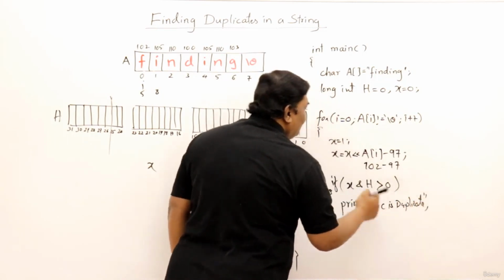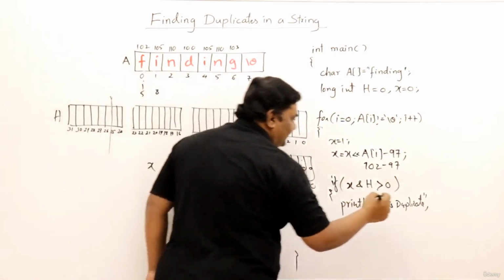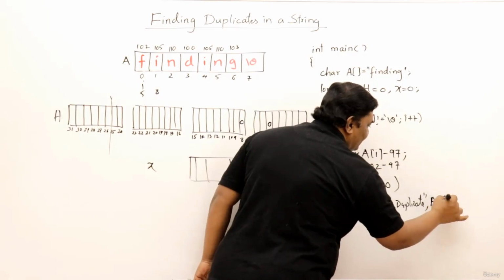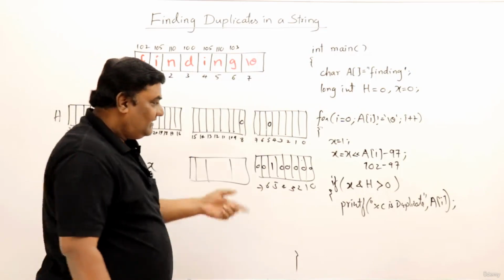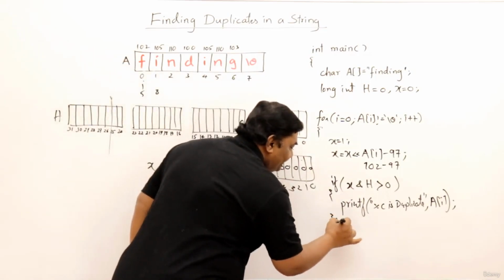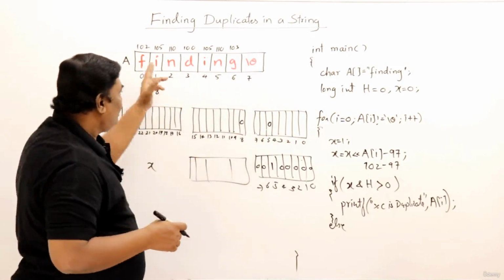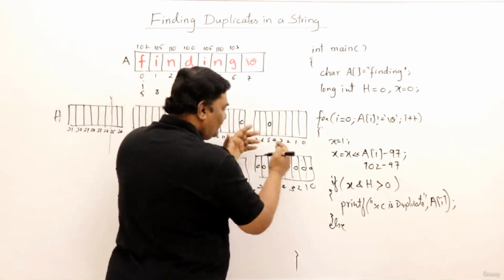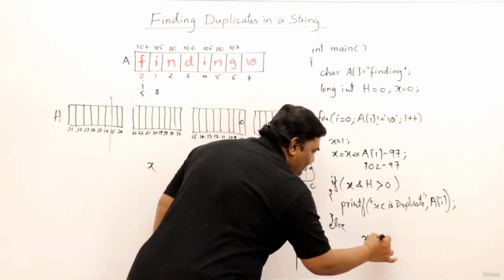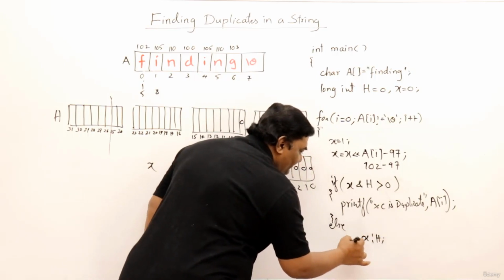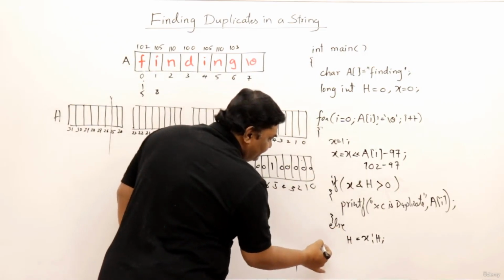So who is duplicate here? That is A of I. For F it is not duplicate. For I and N you will get duplicate. So A of I, whatever I is. It's already there. If it is not there, means if it is not 1, then set it as 1. We got that alphabet, so set it as 1. How to set it? By performing merging. So X or H. Store the result in H only. So this will be set as 1. So that's all. This is the close of the loop.